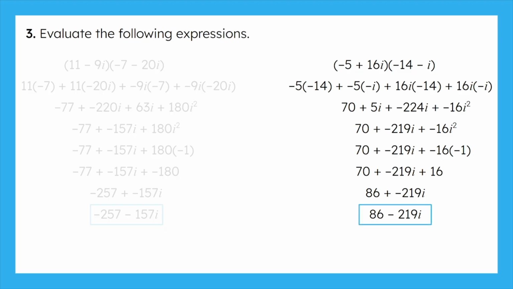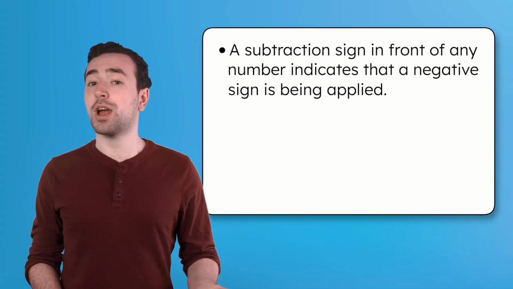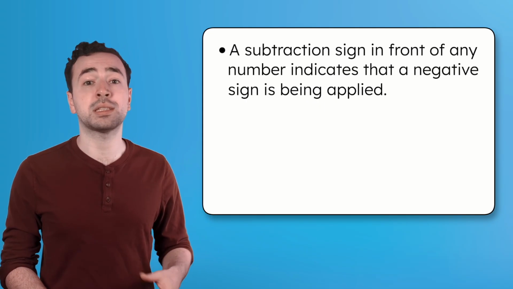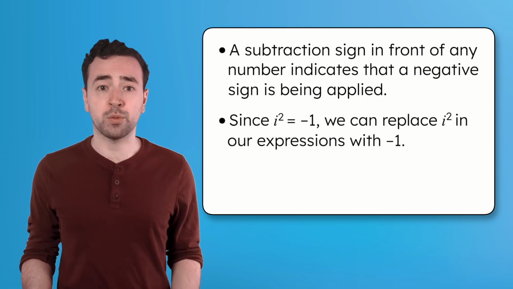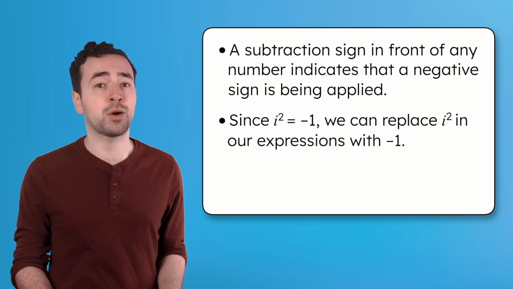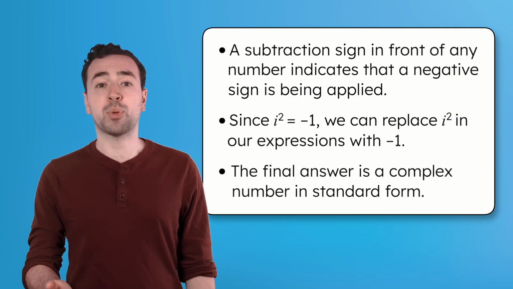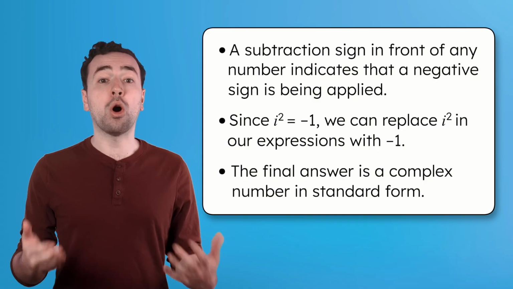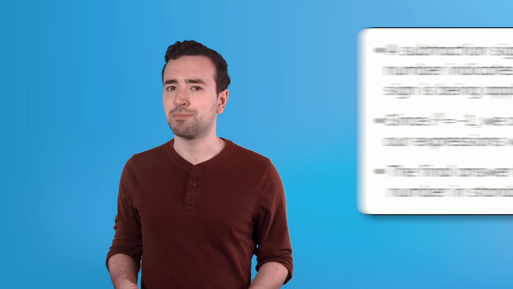Nice work. What you practiced today is the very same math that's behind our favorite video games and animated films. Multiplying complex numbers can be tricky, though. We need to remember that a subtraction sign in front of any number indicates that a negative sign is being applied. And since i squared equals negative 1, we can always replace i squared in our expressions with negative 1 to further simplify them. Lastly, the product of two complex numbers will also be a complex number and must be written in standard form.